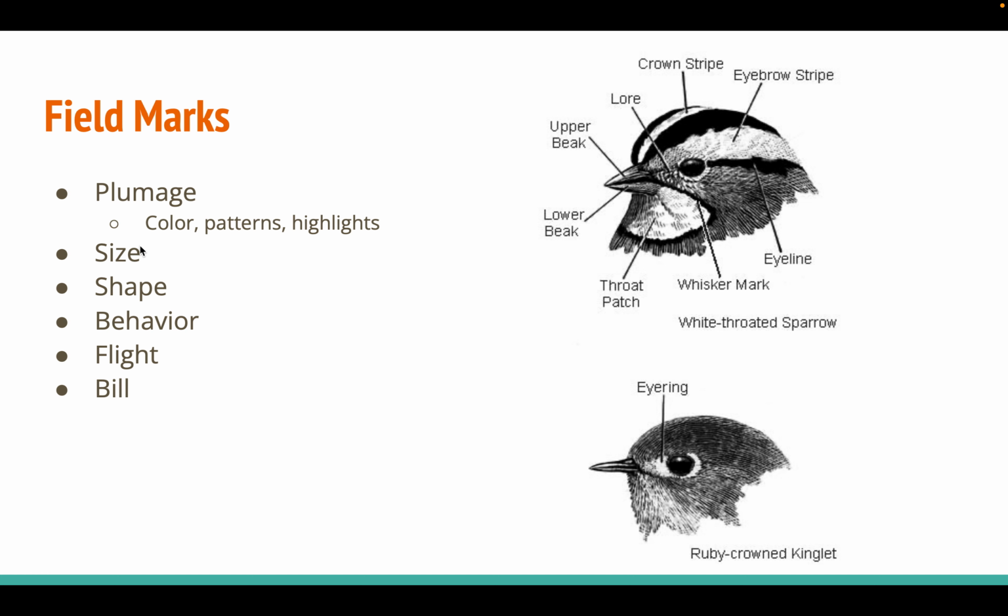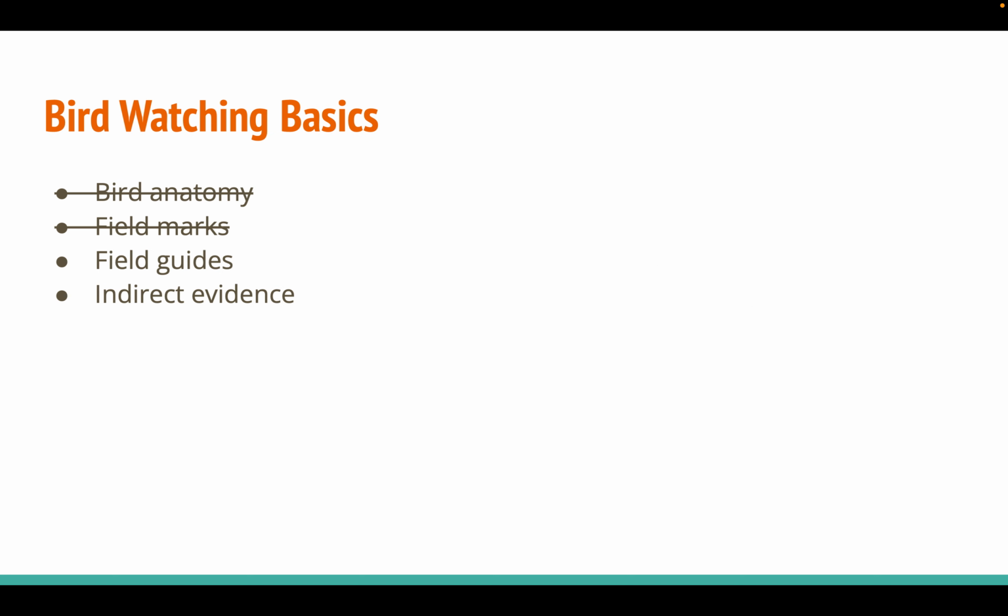You can evaluate their size, the general shape, the behavior of the bird, their flight mechanisms and maneuvers, as well as their bill, which is the structure of their beak that we talked about just a couple slides ago. You can evaluate all of these things to determine what kind of bird it might be. And once you have an idea of all of these different markings for a given bird that you see in the field, you can use a field guide to identify that bird and learn more about it.